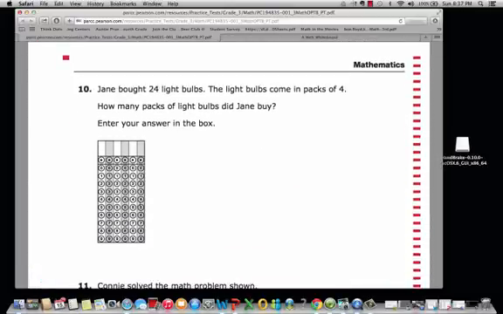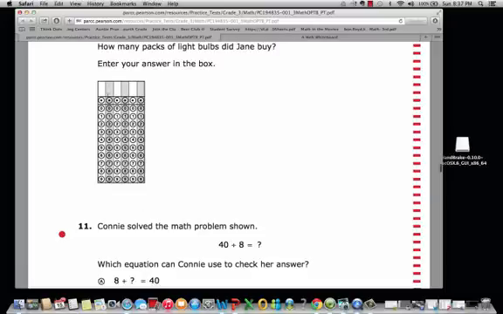Jane bought 24 light bulbs. They came in packs of 4. How many packs of light bulbs did she buy? Well, if they come in packs of 4 and she bought 24 of them, 24 divided by 4 equals 6 packages. The only issue here was someone put it the whole way over in this column.